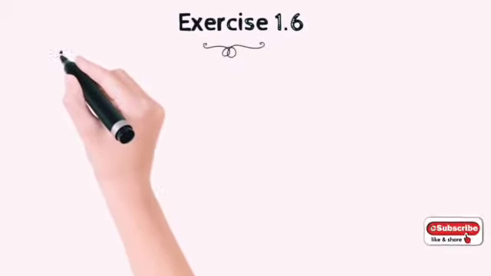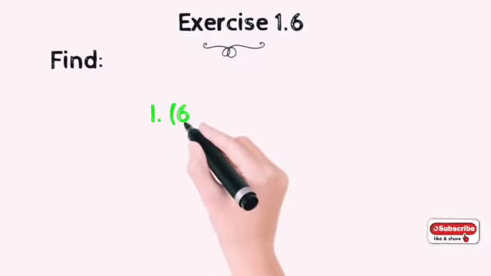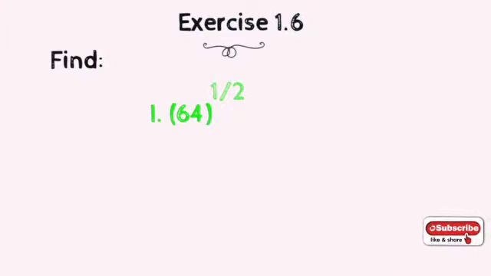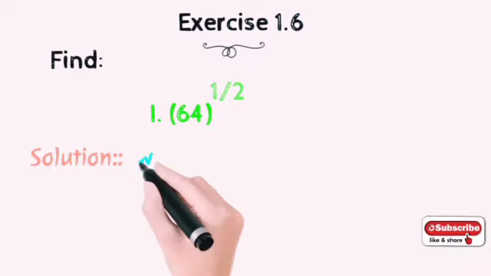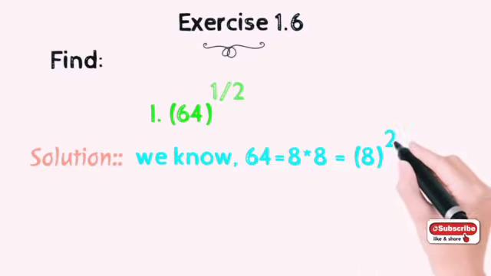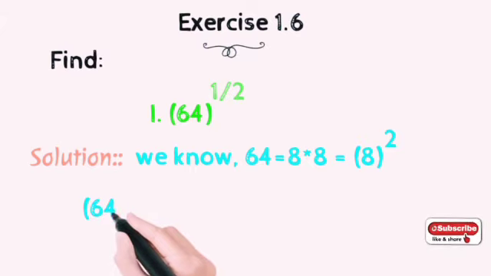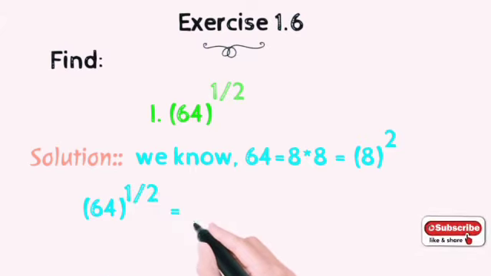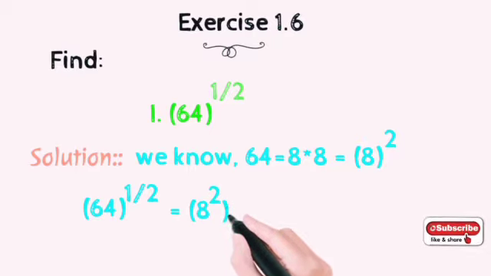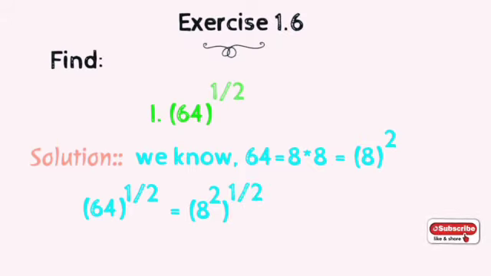Now let's start exercise 1.6, and over here you have the first question: find 64 to the power 1 by 2. As you know, you can find the solution as 64 can be written as 8 multiplied by 8, and we will use that in this equation. 8 into 8 is 8 square. You will write 8 square to the power 1 by 2, and that will give you 2 into 1 by 2, and 2 will get cancelled, and the answer you will get is 8 to the power 1, and hence the answer is 8. You can take the screenshot if you want.